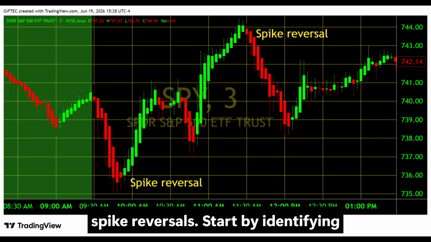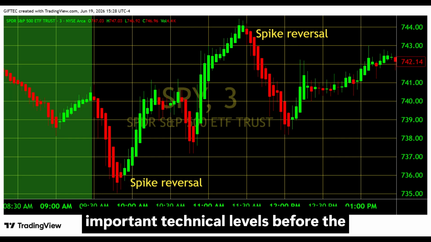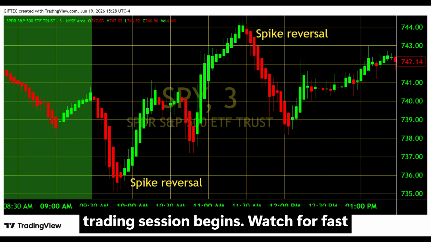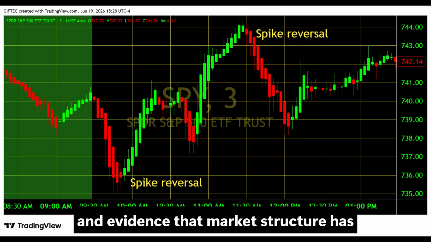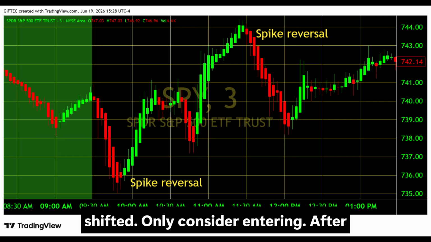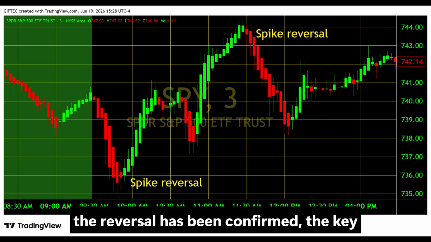When trading spike reversals, start by identifying important technical levels before the trading session begins. Watch for fast breakouts or breakdowns near those levels, then wait for a clear rejection and evidence that market structure has shifted. Only consider entering after the reversal has been confirmed.